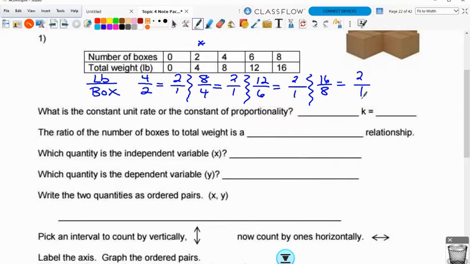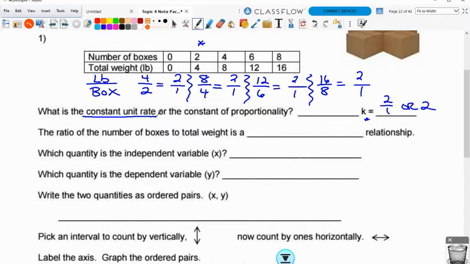Looking at the 4 unit rates, we noticed that they were all the same. They all simplified down to 2/1. Remember that this simplified value is called the constant of proportionality. The constant of proportionality is represented here by the variable k, and each time we simplified it down, we got a value of 2/1, which is the same as 2. Well, what does that mean? That's where we write down the unit rate.